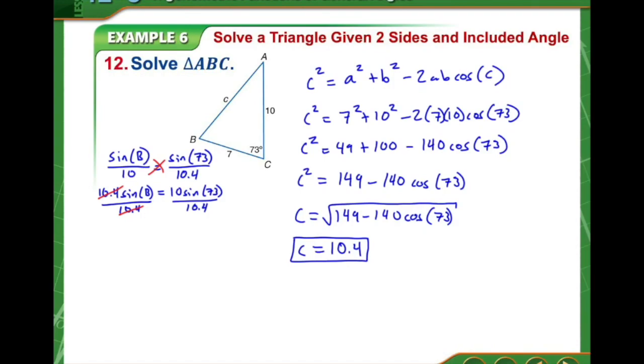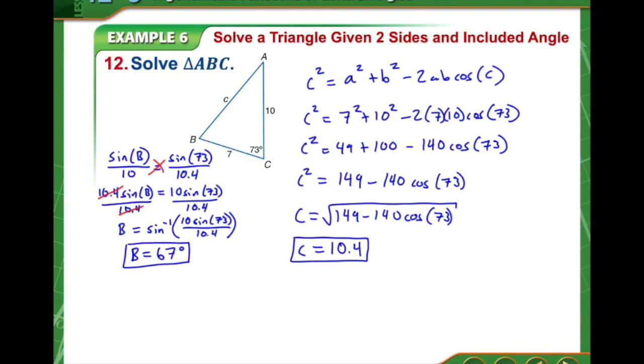And now we need to do inverse sine to get B by itself. So the inverse sine of this fraction, 10 sine of 73 over 10.4. And we get our B, again rounding to the whole degree for degrees, it's going to be about 67 degrees.